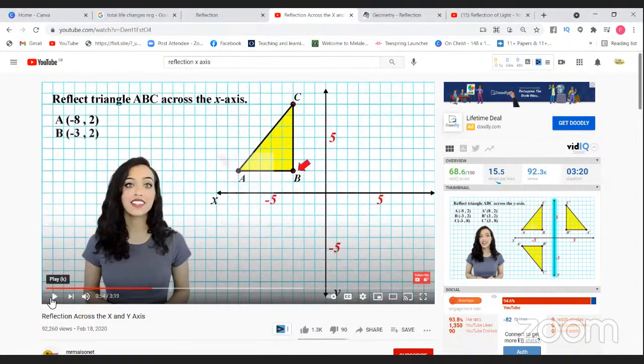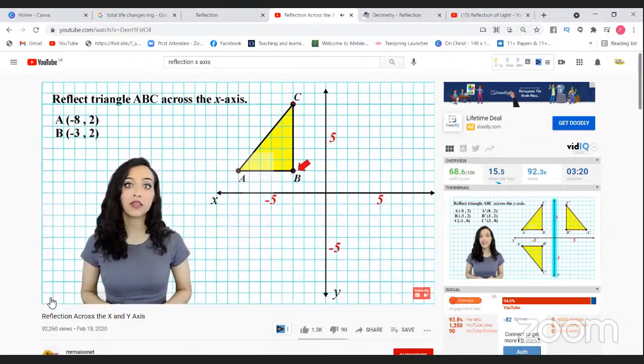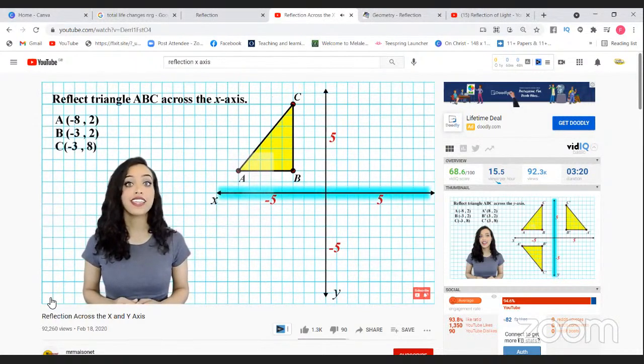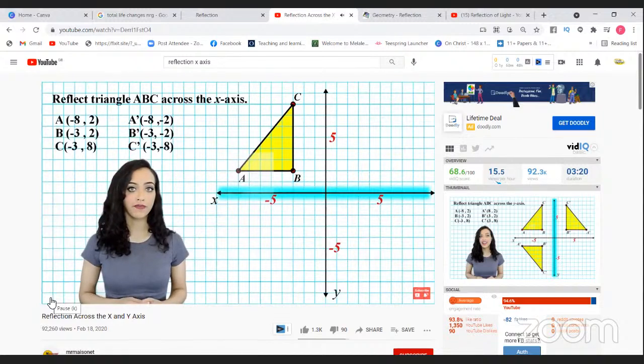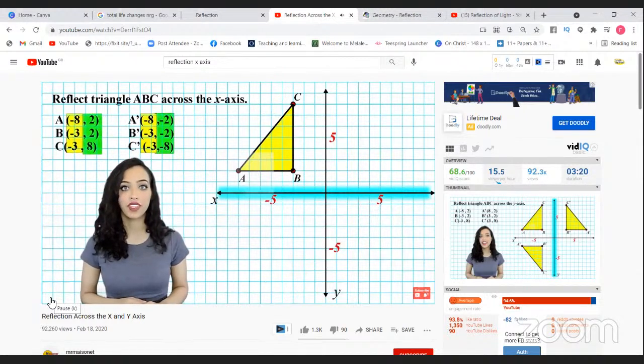All right, my apology. Point B is located at -3, +2, and point C is located at -3, +8. Because we are reflecting our triangle across the x-axis, we know that our x values are going to stay the same, and our y values will become opposite. So we're going to write every x value the same and every y value opposite of its original.